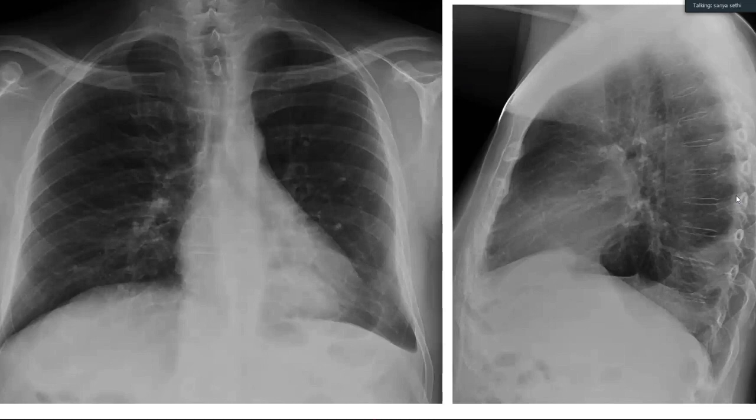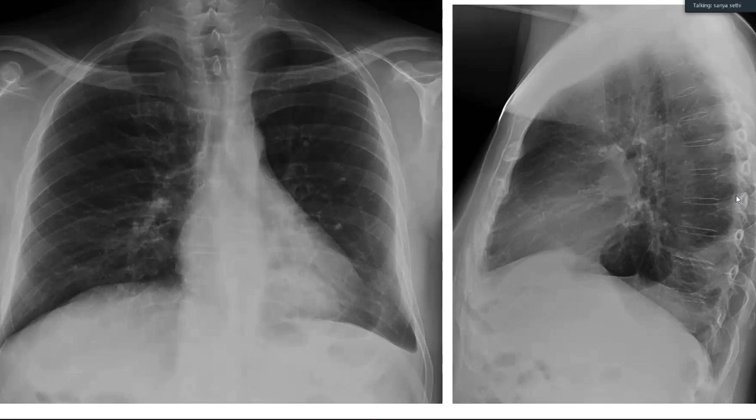All right, very nice. Do you have any differentials? So, summing up your findings, I think you explained a retrocardiac opacity. Am I right? Yes, a retrocardiac opacity. Any other major finding that you see?